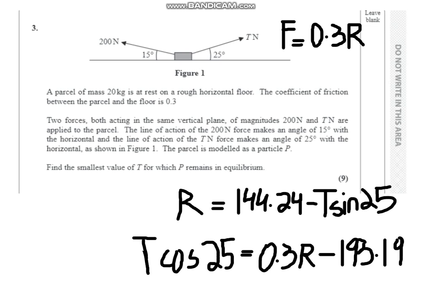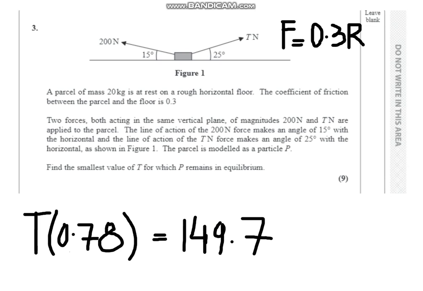Now I'll just take this R and plug it here, that's 0.3 R, and let's see what happens. Here you go, I get 0.78 T. That's when we subtract: previously I had T cos 25, right? So cos 25 minus 0.3 into sine 25, and we get 0.78, and that's equal to 149.7. That's from 194 minus 43.3, when we multiply 0.3 by the first equation we got, where we set R as the subject. So there you go.